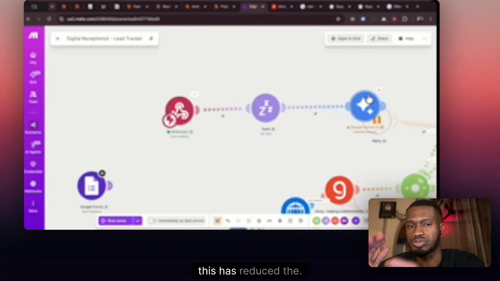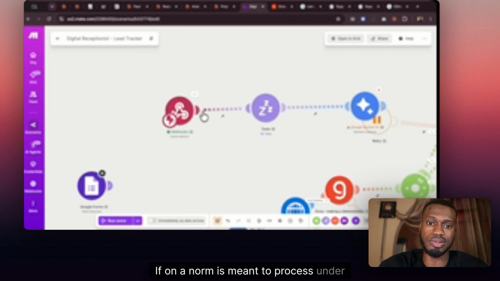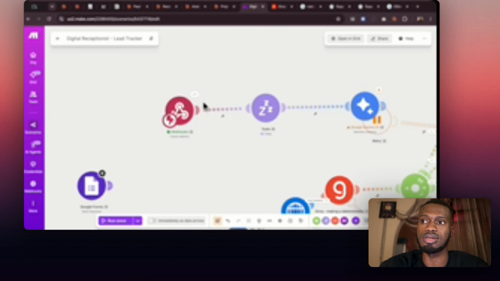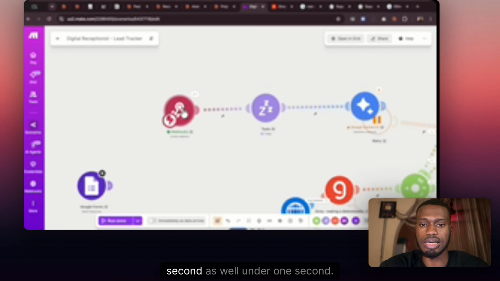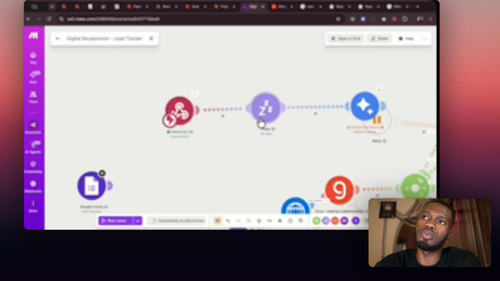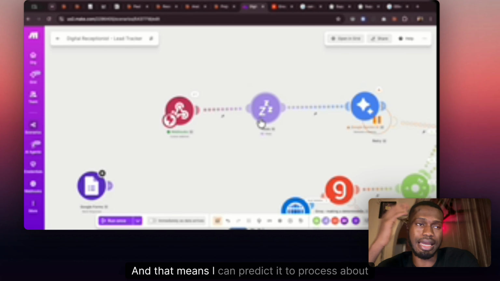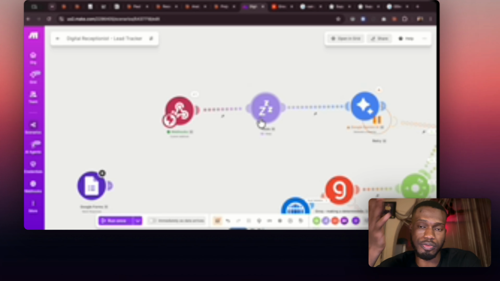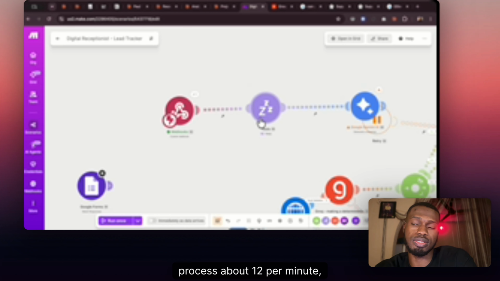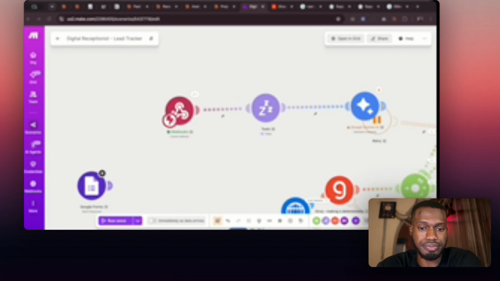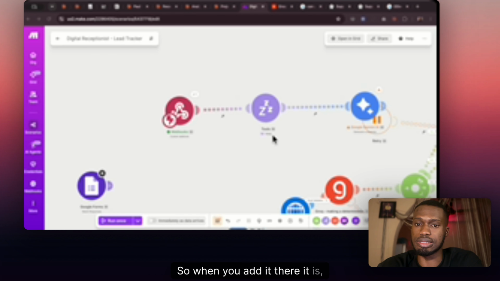So if normally it's meant to process in under milliseconds, it's possible for me to process 2 under a second, even 3 under 1 second. Now I've been able to put this constraint on it, where I only process 1 every 5 seconds, and that means I can predict it will process about 12 leads. If I'm having a high volume of leads every single second, I can process about 12 per minute, which is actually very good. So when you add it there, it is nice.